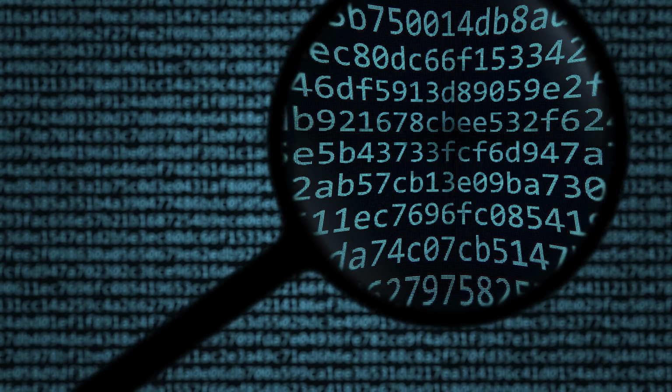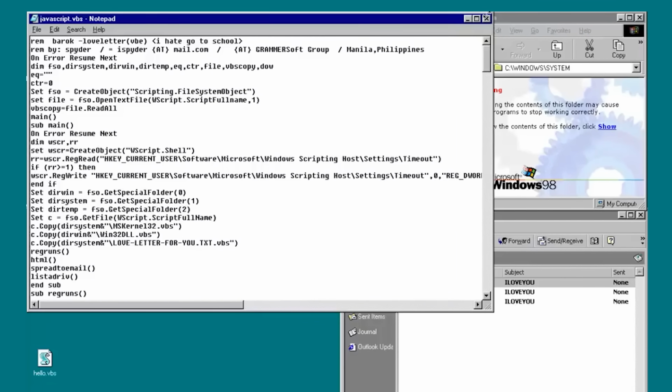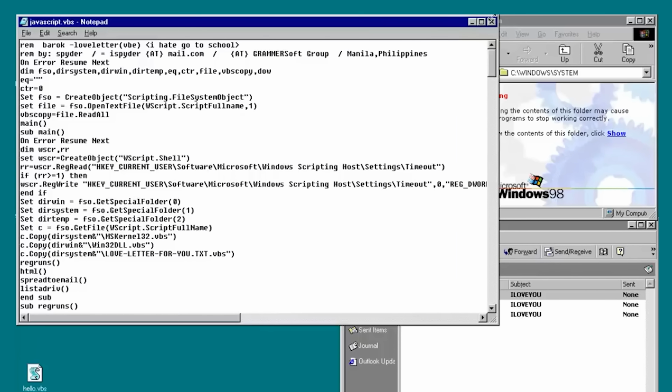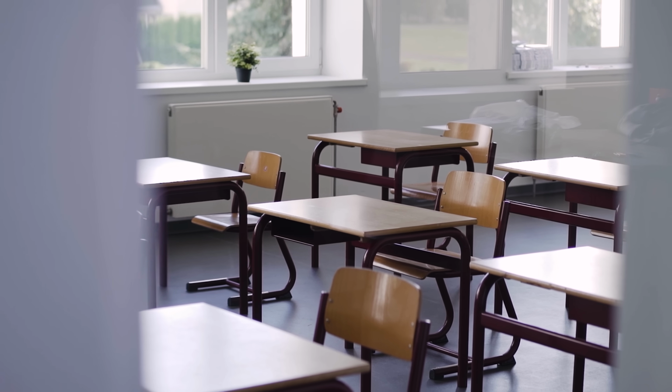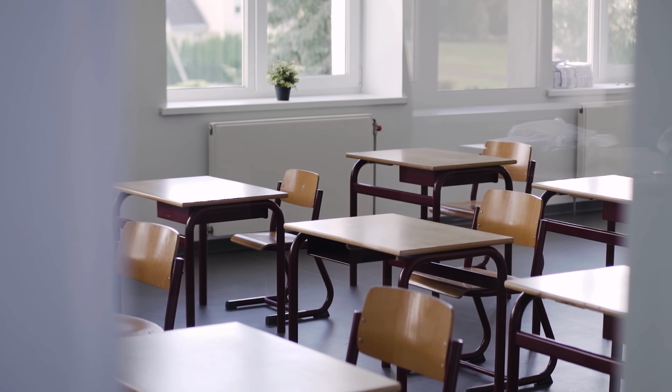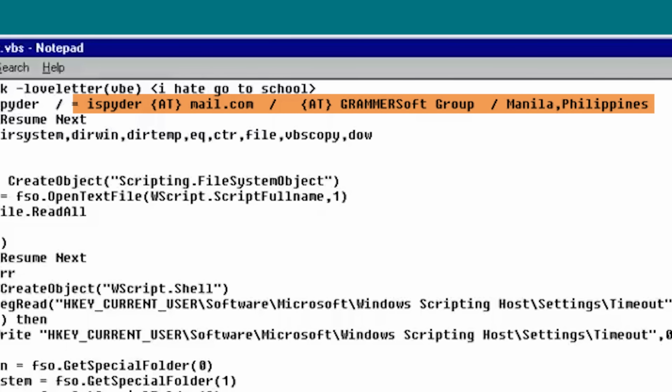The code also contained a few clues pointing to who its creator was. In the first line was a sentiment many of us have probably expressed at some stage: "I hate go to school." Perhaps the coder was a student? In the next line was a Philippines-based email address, as well as a reference to a Gramasoft group.